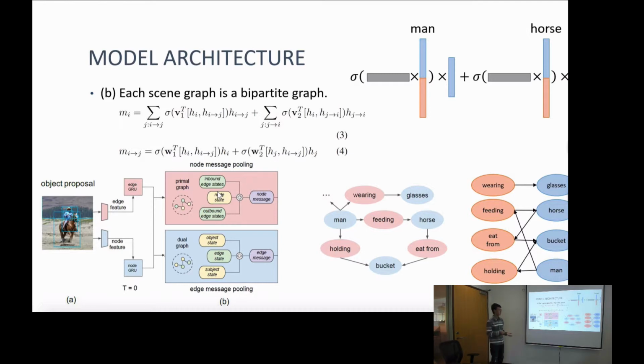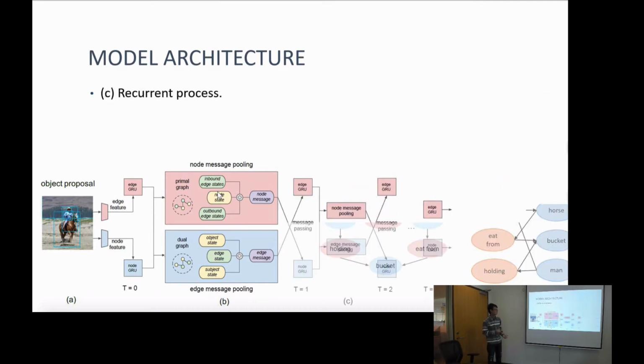for feeding. And similarly, for each object, they also have two arrows, the input arrow and output arrow. For this one, feeding, horse in front. So we can use the similar way to learn the representation for each object. And this is what this message pooling does. So after that, we can see this is the GRU unit and message pooling. We repeat this process again, GRU unit and pooling, again and again.